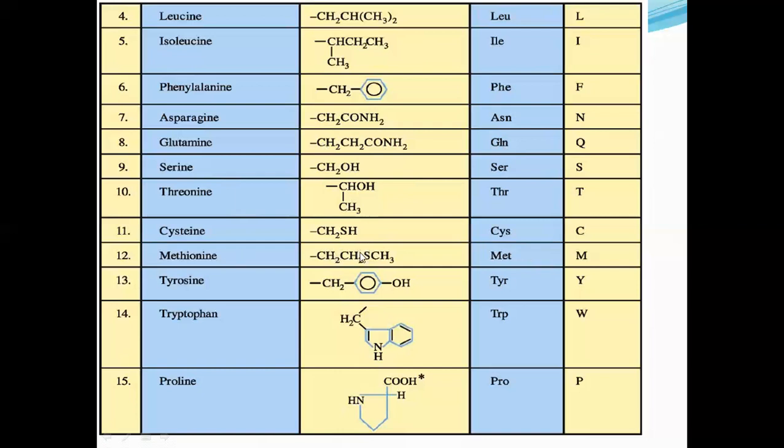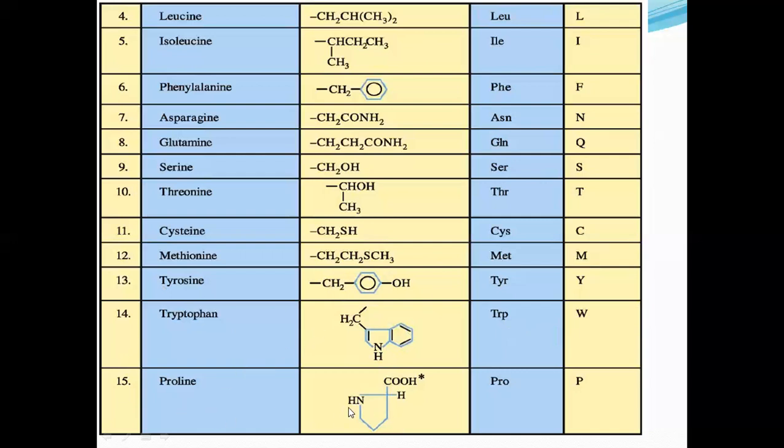Methionine is CH2SCH3, which is a form of sulfide. Tyrosine is a benzene ring with OH and then CH2, that is tyrosine, TYR. Tryptophan is a formation of a benzene attached with an amide, with a five-membered ring form NH and then CH2. It can be written with the symbol W, tryptophan.